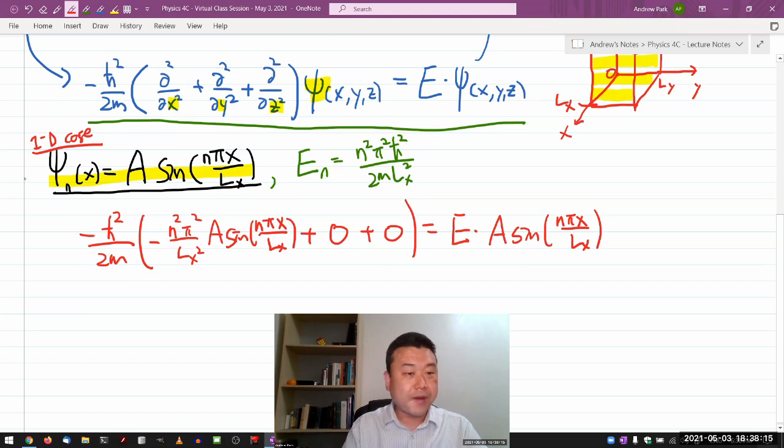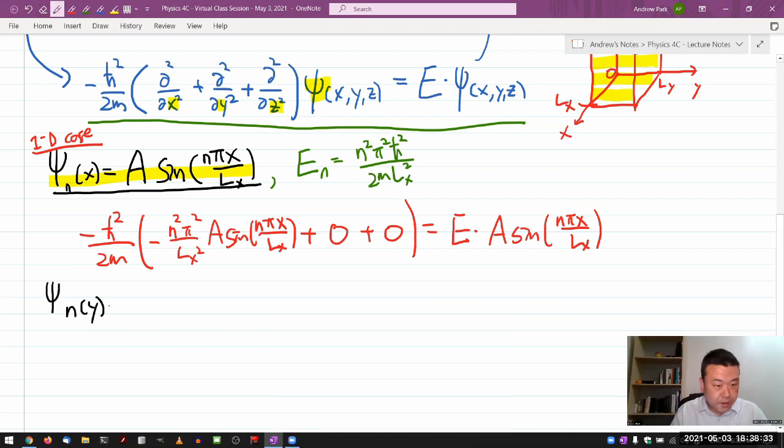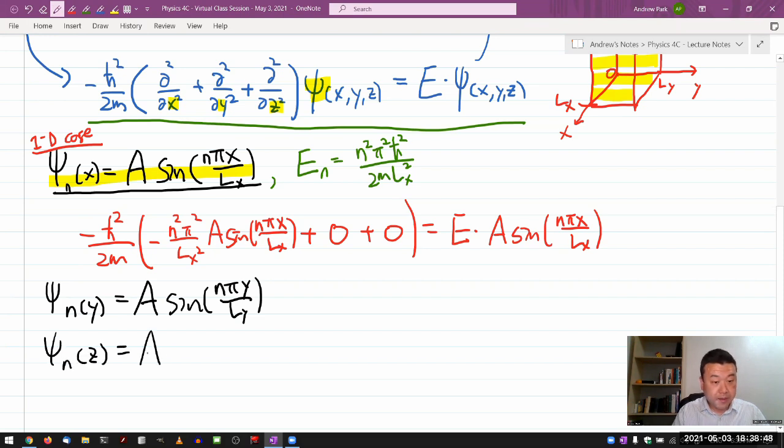So you say, my wave function solution is this, and if you wanted to, you can do something similar for the y direction. You say in the y direction, this is A times sine of m pi y over Ly. For the z direction, you say A times sine of n pi z over Lz, and you say, oh, I'm all done.